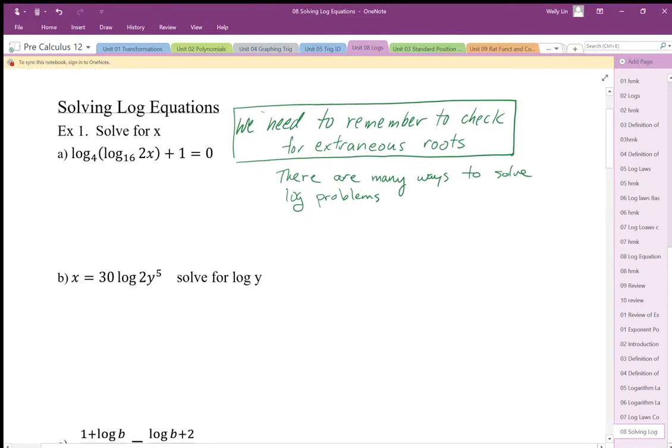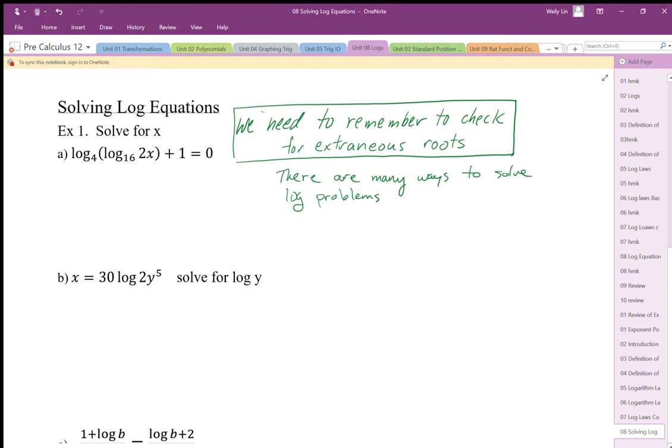So we're going to focus today on using logs to solve equations. When we're solving log equations, we have to really be careful of checking for extraneous roots. There's many restrictions on logs. The base can't be negative or equal to 1. Our arguments can't be negative. We have to be careful of these restrictions, and we can often get extraneous solutions because of them.